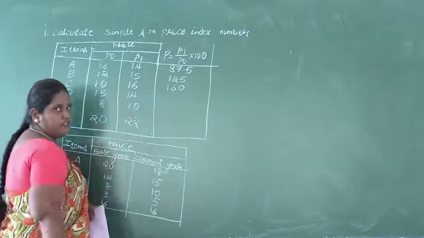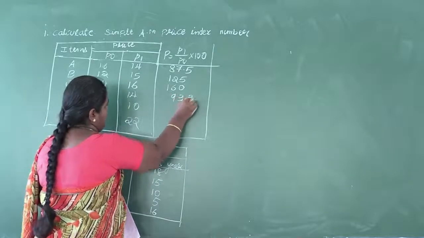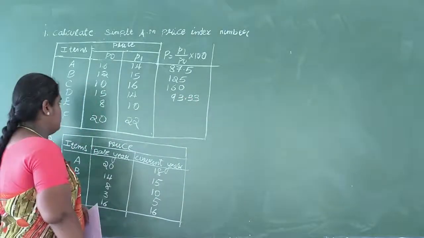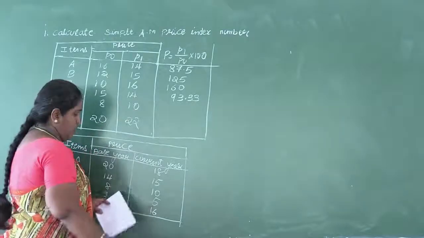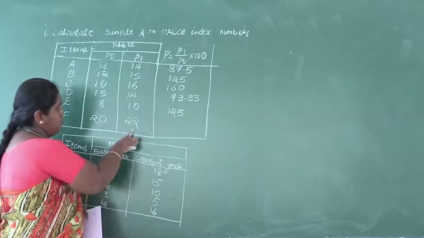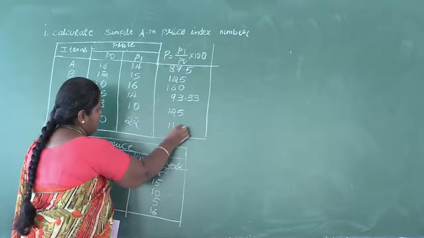14 divided by 15 into 100, 93.33. So after decimal, we are going to take only 2 numbers. Don't take more than that. 10 divided by 8 into 100, 125. 22 divided by 20 into 100, 110.